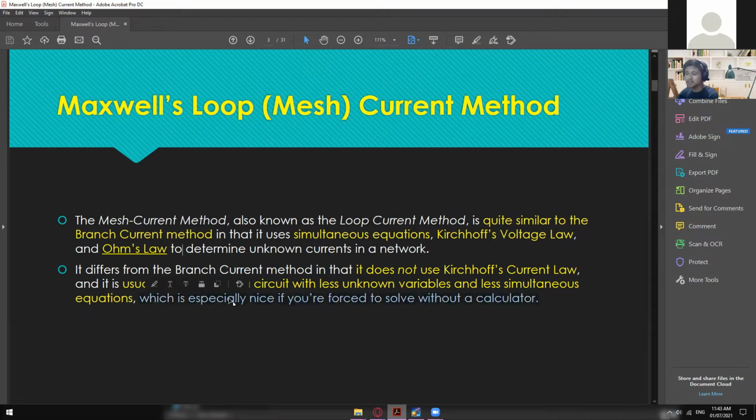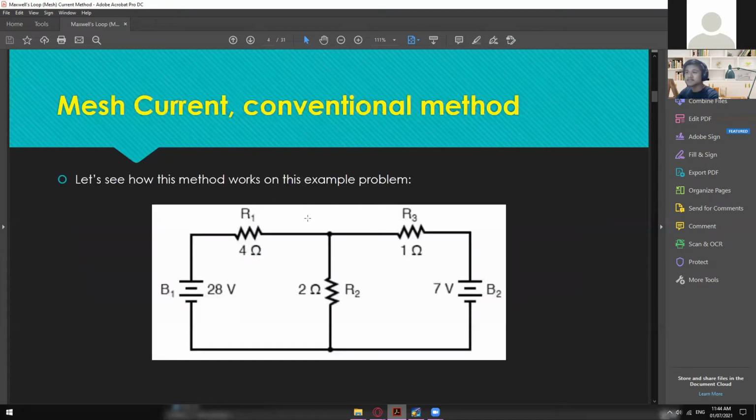So this is also advantageous if you're not going to use your calculator, because if you have five unknowns, you cannot solve that right away without a calculator. But having three unknowns, it's super possible to solve that also without a calculator. Of course, it's a lot faster if you're going to use your calculator. All right, so for you to be able to see the difference, let's have this example. Let's see how this method works on this example problem. I believe that this is the same example that we used in Kirchhoff's law.